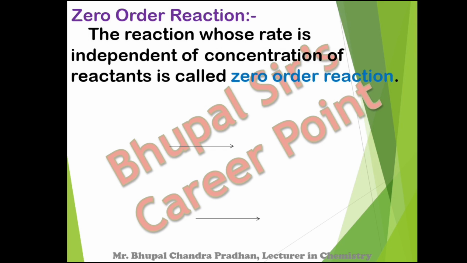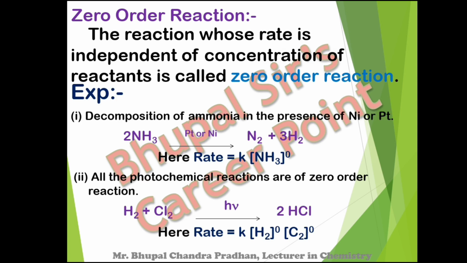जो chemical reaction रेट टी concentration of reactant ऊपर डिपेंड करे नाही हमें ताको zero order reaction बोली कही था. Example, decomposition of ammonia in the presence of nickel or platinum, 2NH3 gives nitrogen and hydrogen. Ammonia रो decomposition to nitrogen and hydrogen, एठी ammonia रो concentration ऊपर rate of reaction depend करे नहीं.